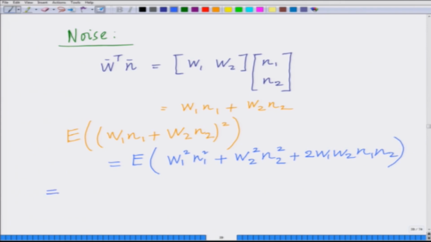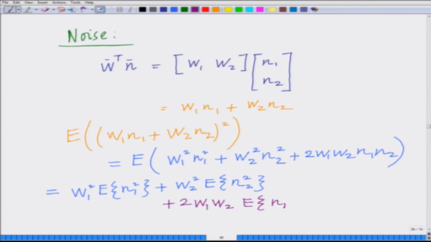And now, if I take the expected value of this, this is W1 square expected value of N1 square plus W2 square expected value of N2 square plus twice W1 W2 expected value of N1 N2. And now, we have seen expected value of N1 square is the noise power which is sigma square, expected value of N2 square is again noise power which is sigma square, and expected value of N1 N2 is 0.